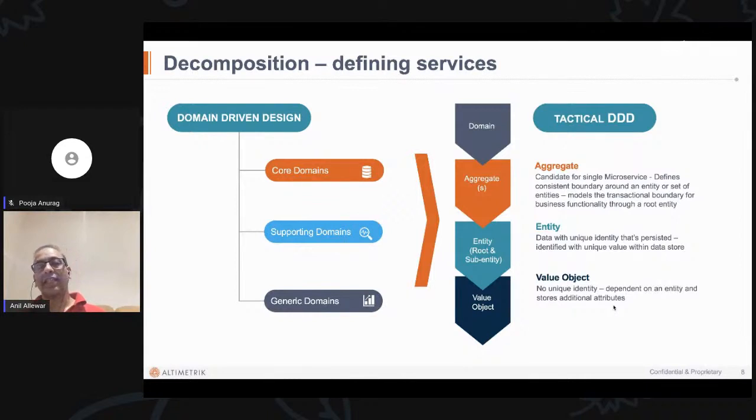Then generic domains are technical domains that help you do things that are not tied to the business, but perform more technical functionality. So I think we already talked about notifications as a generic domain, right? You could have an authentication layer that could be a generic domain.